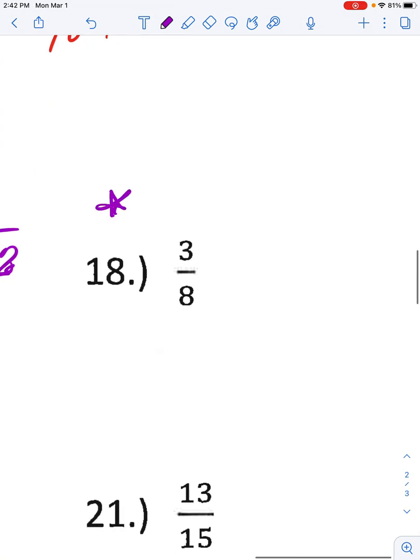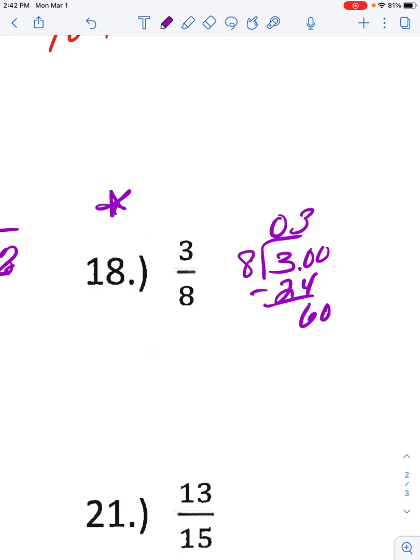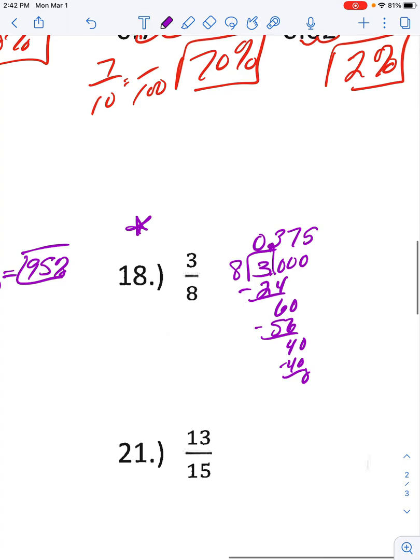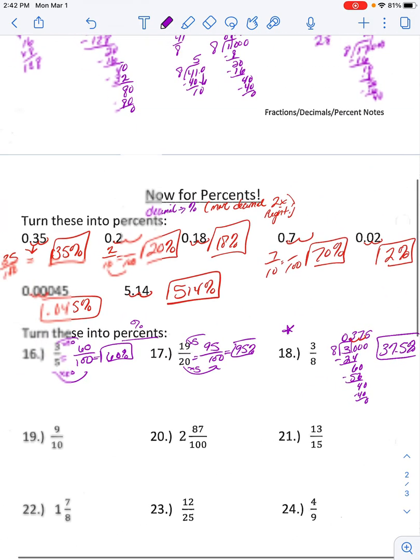3/8, this one, we can't go from eighths to hundredths, so we have to divide and turn it into a decimal, and then turn that decimal into a percent. Okay, so 3/8 as a decimal is 0.375 thousandths. Move the decimal twice to the right to go from a decimal to a percent. And we have 37.5%.